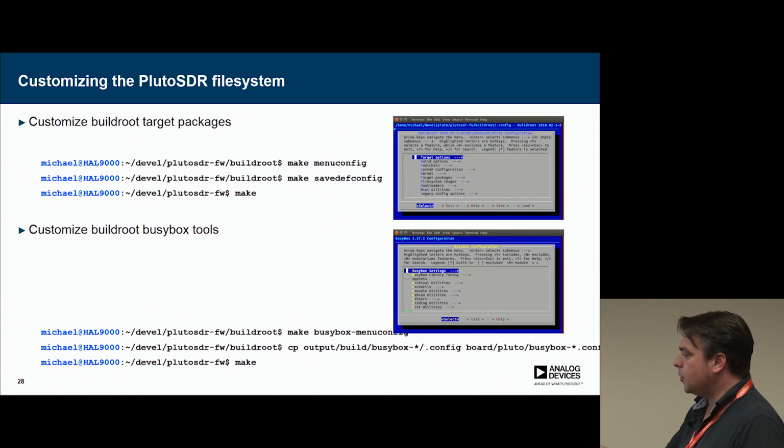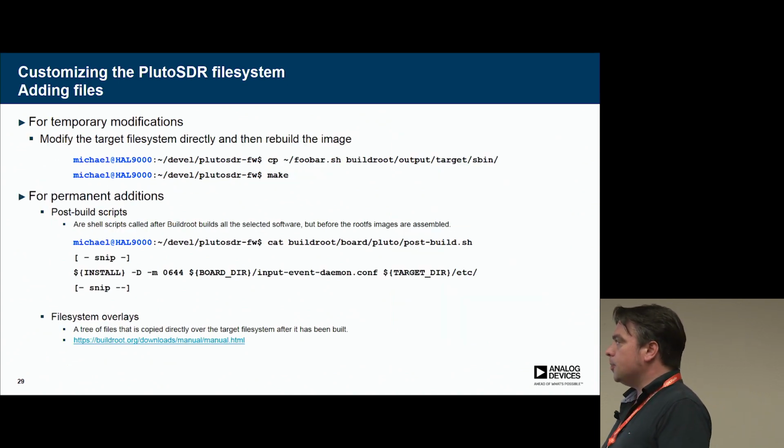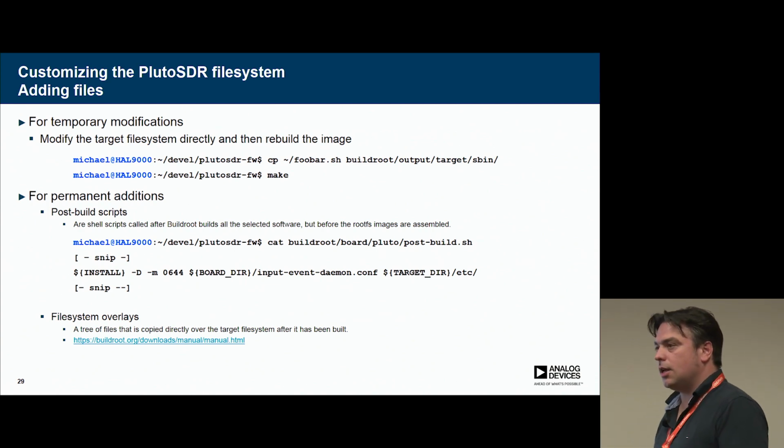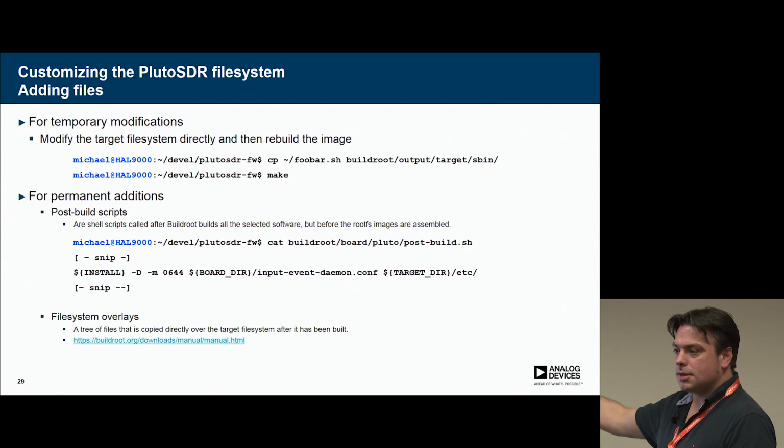Type make busybox-menuconfig, and then again copy the configuration file to a location where it's being used. If you just want to add your own application into the PlutoSDR root file system, you can just copy it into the staging output folder, and then just type make. Next time you make clean, all this is gone.